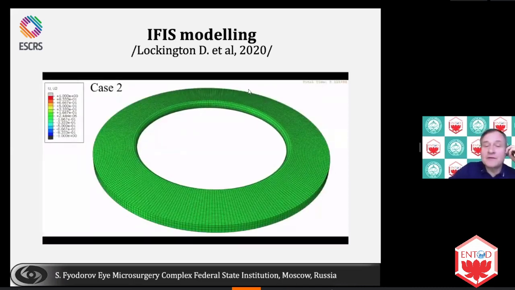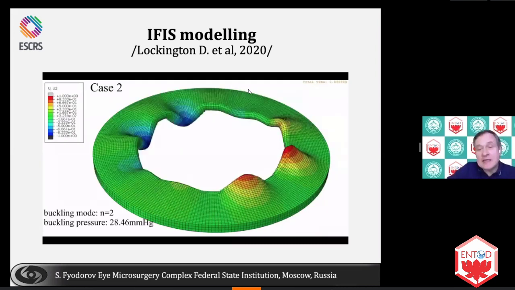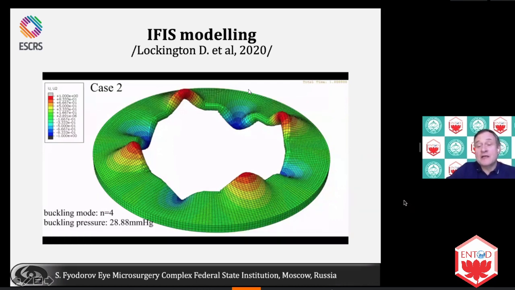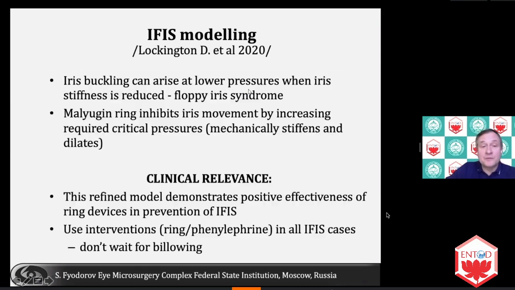However, if you have the pupil expansion ring in place, in that case the Malyugin ring, there is still a little bit of billowing, as you can see here. However, it is not very significant because of the points of fixation that hold the iris in place and actually prevent the floppy iris syndrome. So as a result of this study, it was concluded that iris buckling or billowing can arise at lower pressure when the iris stiffness is reduced, which is actually intraoperative floppy iris syndrome. And there is a clinical relevance of using pupil expansion rings, such as the Malyugin ring, to prevent that condition because it mechanically stiffens the iris, apart from giving you dilation.